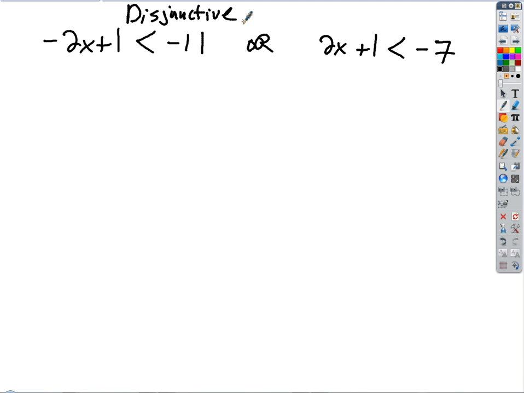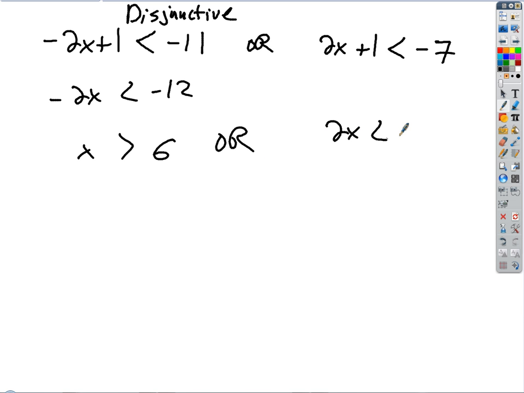So how do I solve this one? Subtract 1. So that's going to give me what, a negative 12? Okay, divide by negative 2. So I get x and 6, and what do I have to do? Flip the sign. Okay, now over here, what do I do? Subtract 1. Divide by 2, do I have to flip it? No, because I'm dividing by a positive.